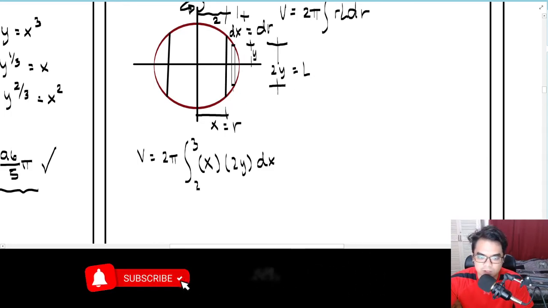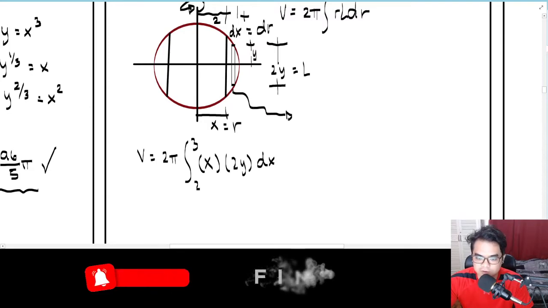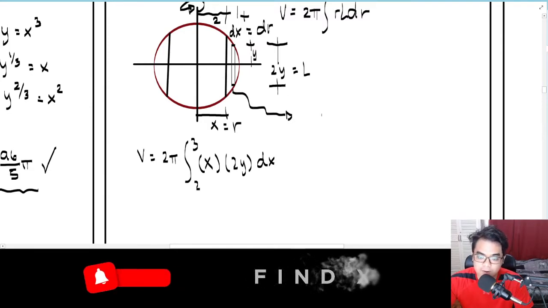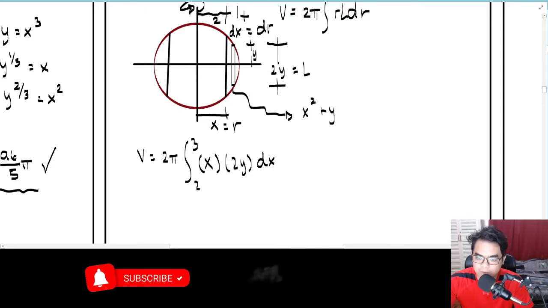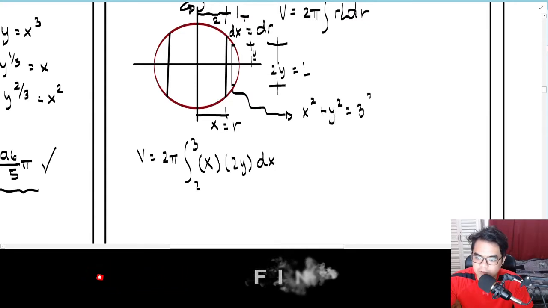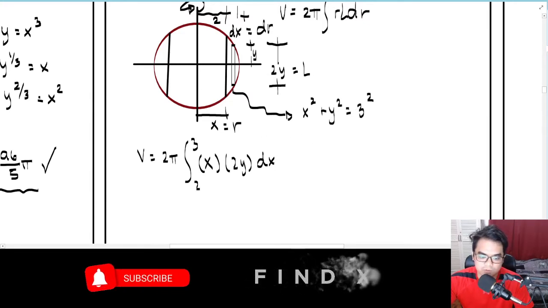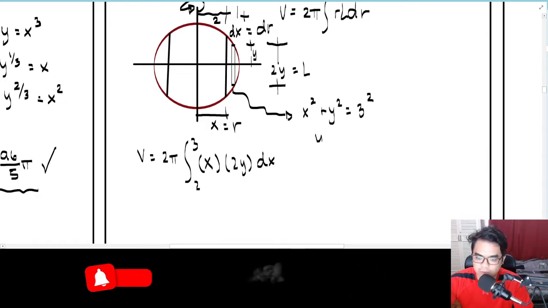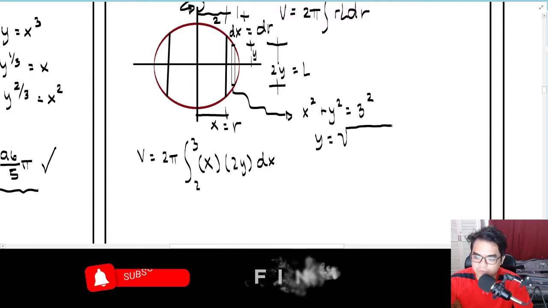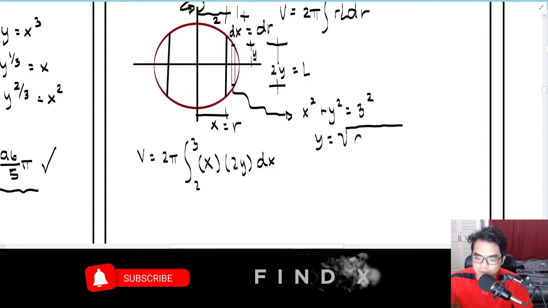And then remember that since this is a circle and the radius is 3, we can get the standard equation of a circle, which is x squared plus y squared equal to 3 squared. But we need to replace y here because we have a dx. Therefore, y is just equal to the square root of 9 minus x squared. And then we can replace the y here.